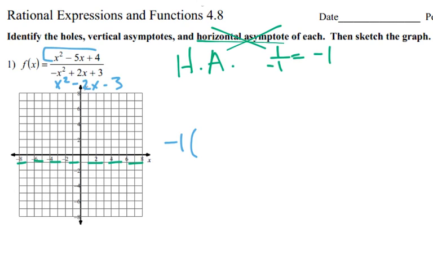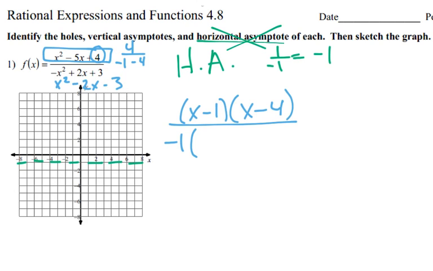Okay, so let's see the top. Factors of 4 that would equal negative 5. Well, that would be negative 1 and negative 4. Multiplied would be positive 4. Added would be negative 5. So x minus 1 times x minus 4 here.